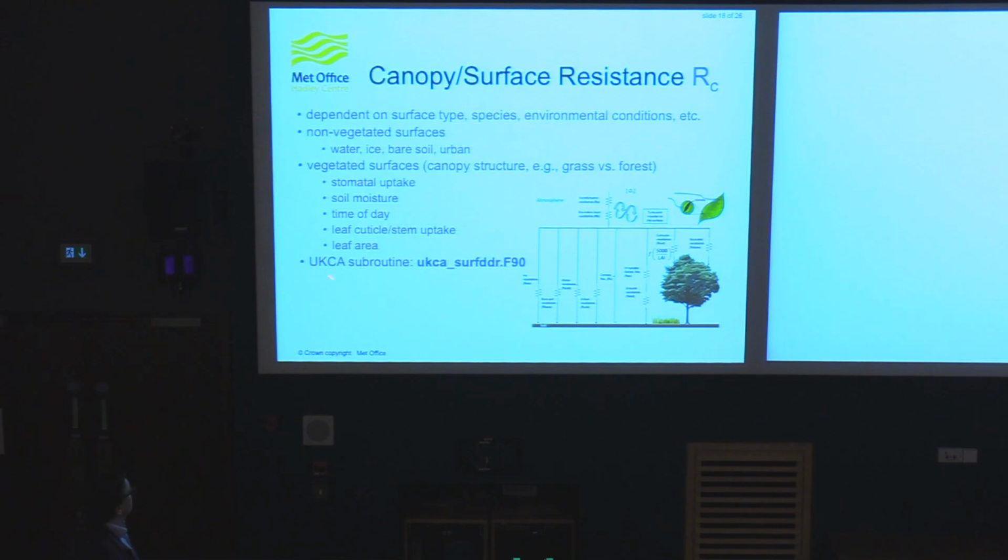And all these calculations that are necessary for all these individual resistance terms that make up the surface resistance are done in this routine in UKCA. And this is the routine that also makes heavy use of information from JULES. So this routine is where UKCA is strongly coupled to the surface model. One area where UKCA is heavily coupled to the surface model.